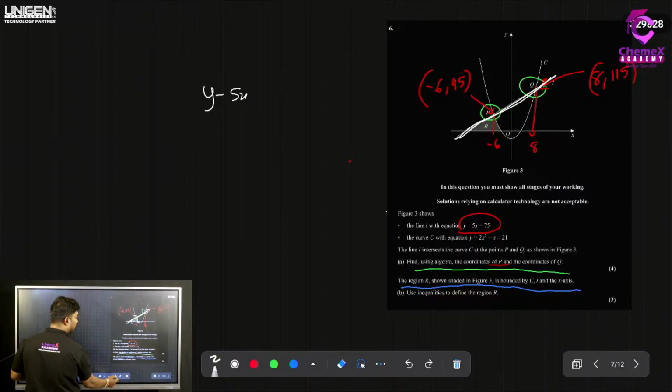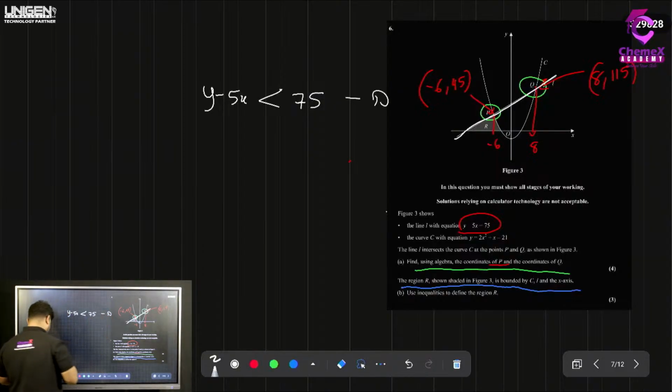So since it's below that line, y minus 5x is less than what? 75. That's one of the inequalities you need to know. The second one is going to be, can you put less than or equals? Yes, because it's not a dotted line, it's a sharp line.